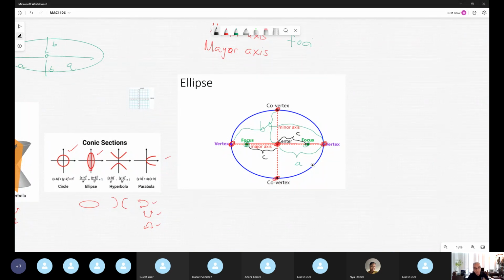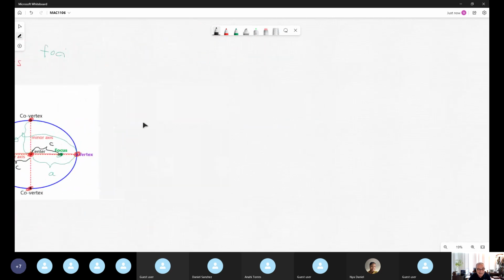Okay, so what is the equation? In general, the equation of the ellipse is (x minus h) squared over a squared plus, always plus in the ellipse, (y minus k) squared over b squared equals 1. Of course, this is the equation of the ellipse expressed in standard form.